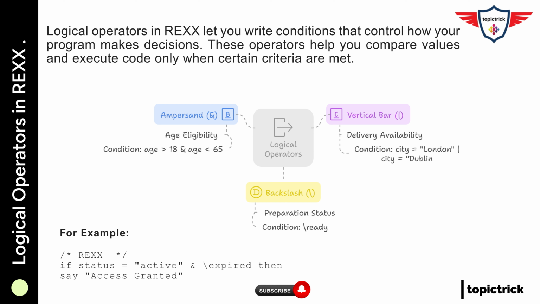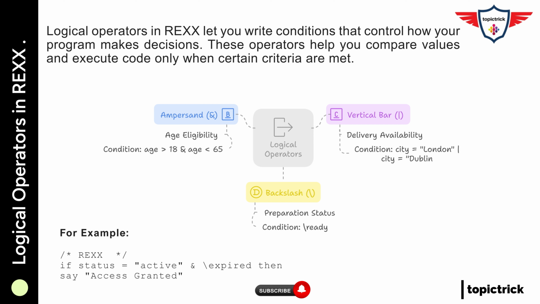The ampersand, which represents the and operator, checks if two conditions are both true. For example, if age > 18 & age < 65, then say you are eligible. This condition will only be true if both parts, greater than 18 and less than 65, are true.